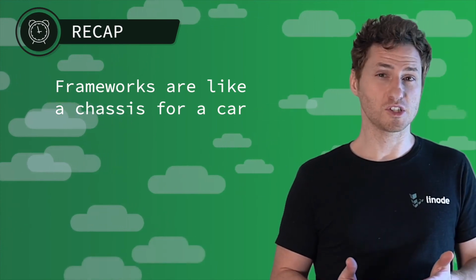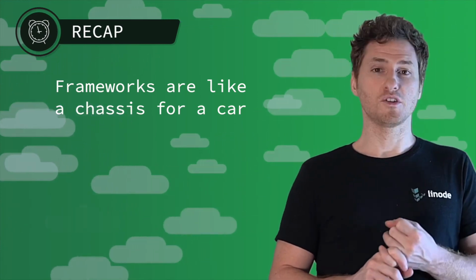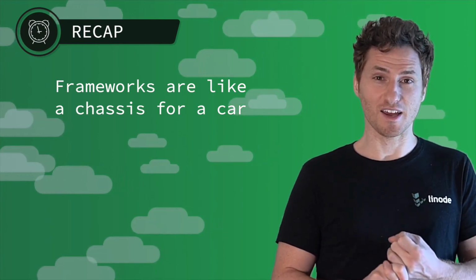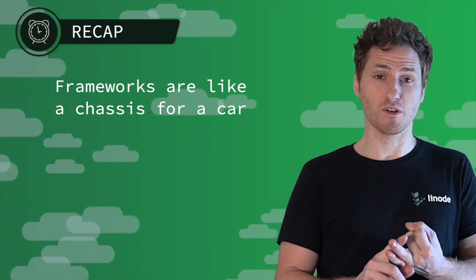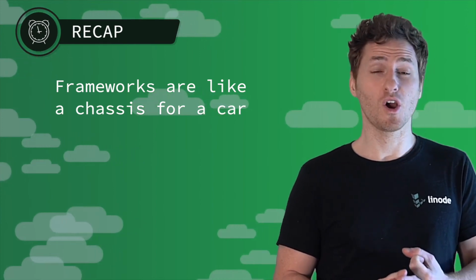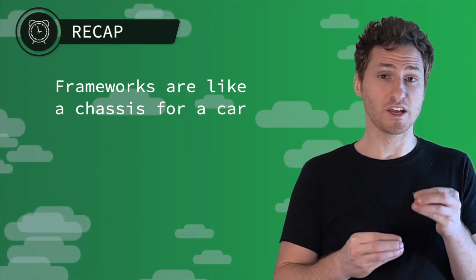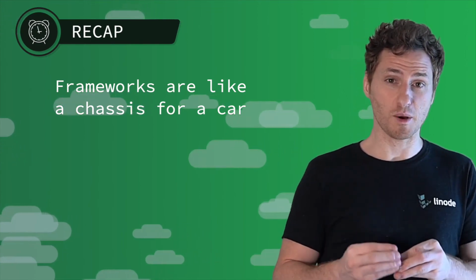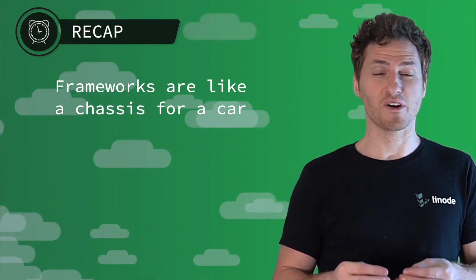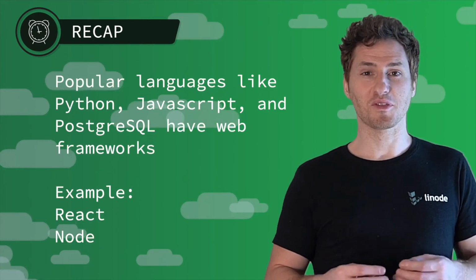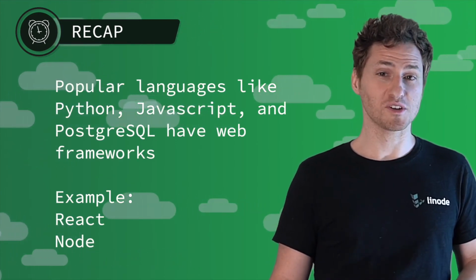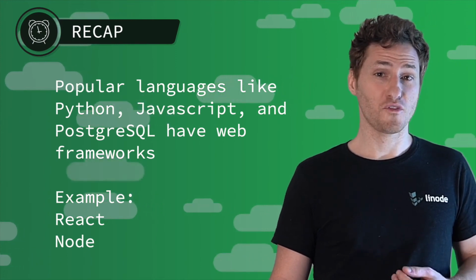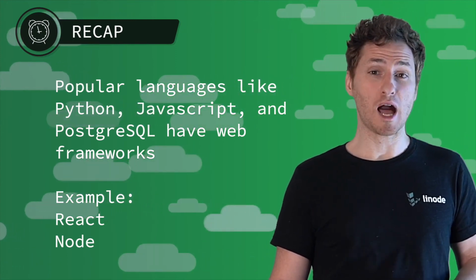So when you're building things, you pretty much have 3 options. You can build everything yourself, line by line, or you can start with a framework and then customize and build things line by line on top of that framework, or you can just keep building things using frameworks and what are called libraries, which we'll talk more about in the next video. And number 3, popular languages like Python, JavaScript, and PostgreSQL have web frameworks. For example, JavaScript has 2 popular frameworks called React and Node, and that's it.